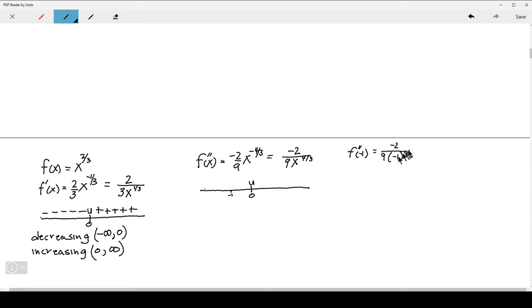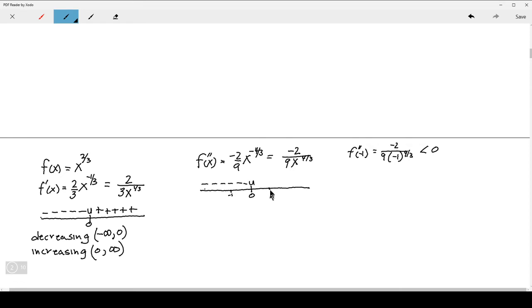So if I take negative 1 to the 4th power, I get positive 1. All right, which means the denominator is going to be positive. The numerator is going to be negative. This is going to be less than 0, which means my function is concave down on that side, or my second derivative is negative on that side. Stick with that for now.